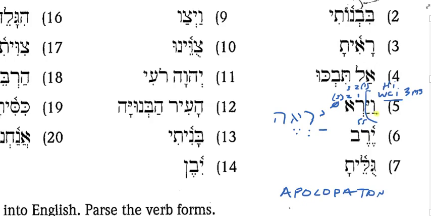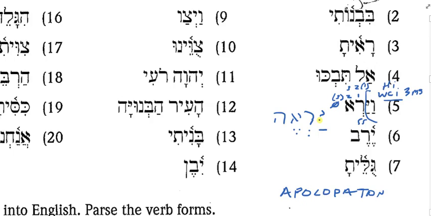Okay? So how would I translate this? If it's hifil, vayar, and he showed. Okay? And he showed. Could this be anything else as far as the stem goes for ra'ah? Okay, so here's another possibility. Now take a look at this verb ra'ah in your vocab list.